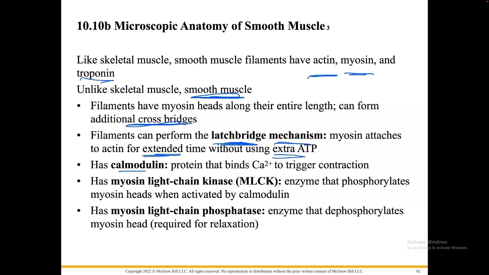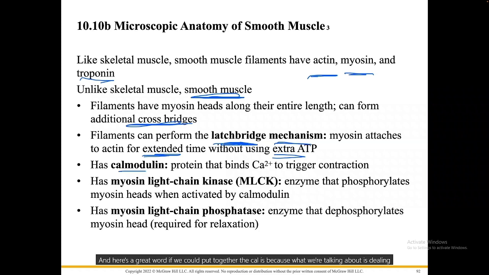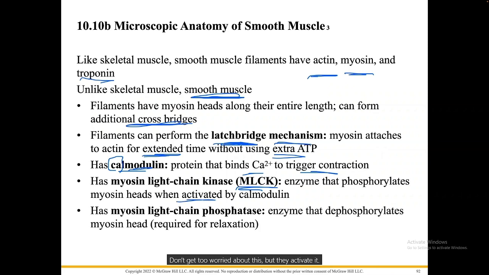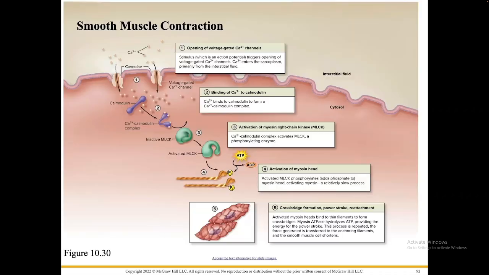Smooth muscle also has calmodulin, and here's a great word if we could put it together. The cal is because what we're talking about is dealing with calcium, and modulin modulates what that calcium is doing and when it starts a contraction. We also have some enzymes that are unique to smooth muscle, myosin light chain kinase. Don't get too worried about this, but they activate it. And then we have myosin light chain phosphatase, which basically is involved with the opposite, relaxation. We're going to walk through here.